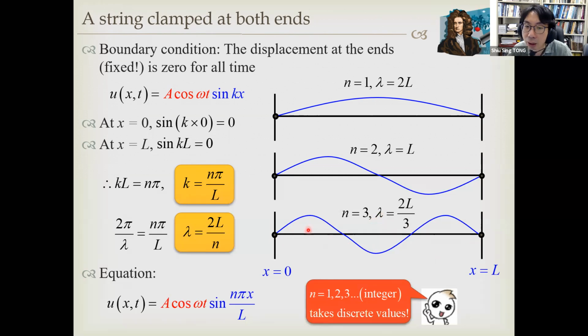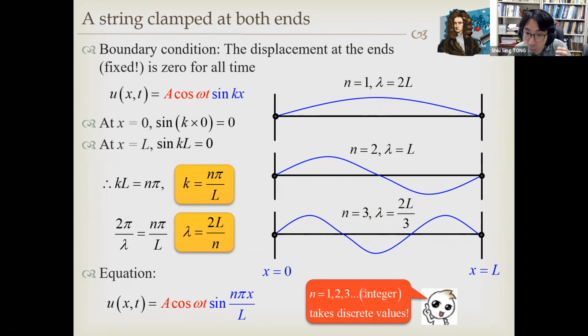Now, when n increases, there are more anti-nodes. For n equal to 1, you get 1 anti-node vibrating up and down. For n equal to 2, you now get 2 anti-nodes vibrating up and down. And for n equal to 3, you now get 3 anti-nodes vibrating up and down. So that is the resulting wave pattern.